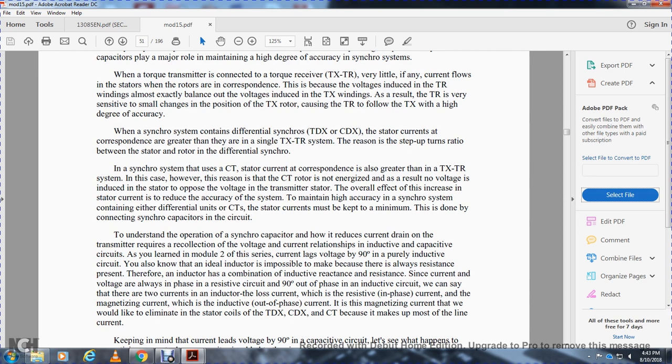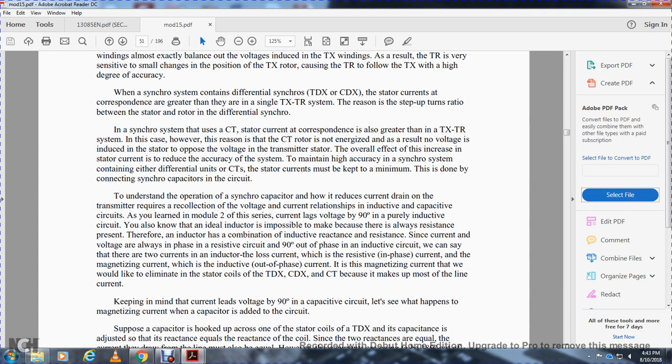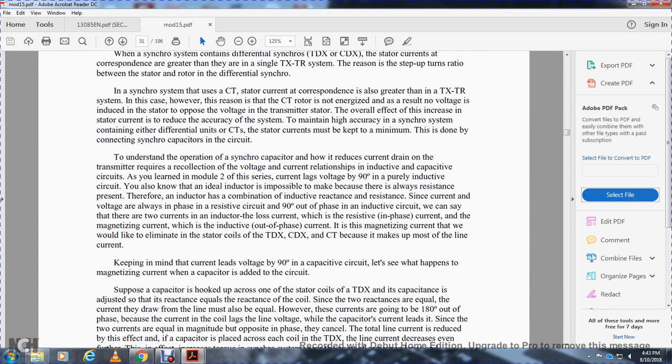stator current must be kept to a minimum. This is done by connecting synchro capacitors in the circuit. To understand the operation of the synchro capacitor and how it reduces the current drain on the transmitter, recall the voltage-current relationship in an inductive and capacitive circuit. As you've learned, in an inductive circuit the current lags the voltage by 90 degrees.